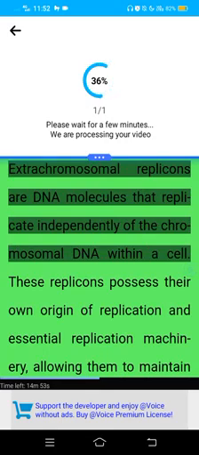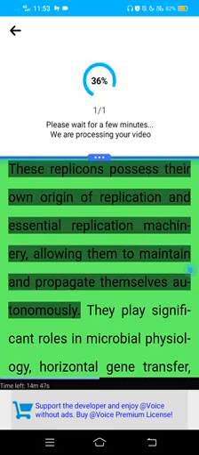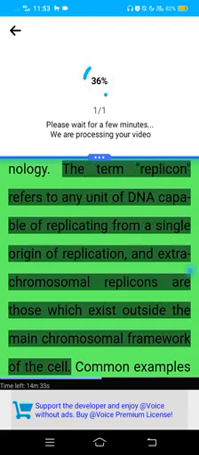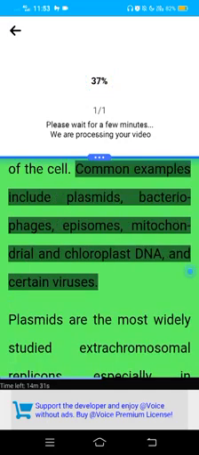Extrachromosomal replicons are DNA molecules that replicate independently of the chromosomal DNA within a cell. These replicons possess their own origin of replication and essential replication machinery, allowing them to maintain and propagate themselves autonomously. They play significant roles in microbial physiology, horizontal gene transfer, genetic variation, and biotechnology. The term replicon refers to any unit of DNA capable of replicating from a single origin of replication, and extrachromosomal replicons are those which exist outside the main chromosomal framework of the cell. Common examples include plasmids, bacteriophages, episomes, mitochondrial and chloroplast DNA, and certain viruses.